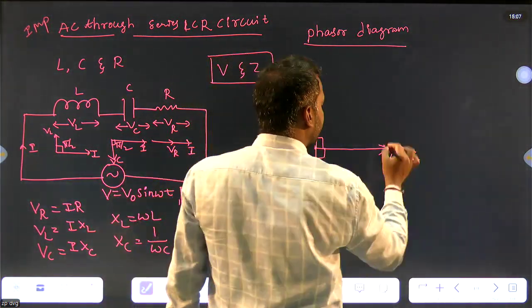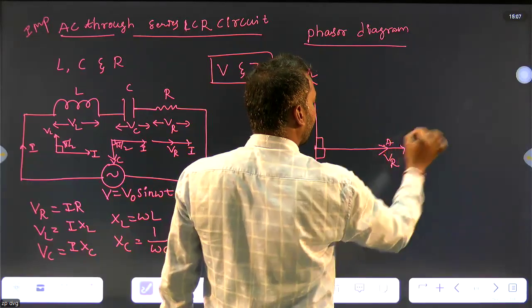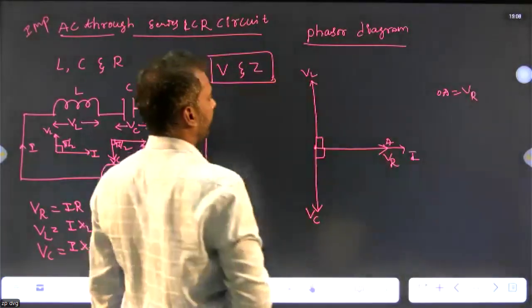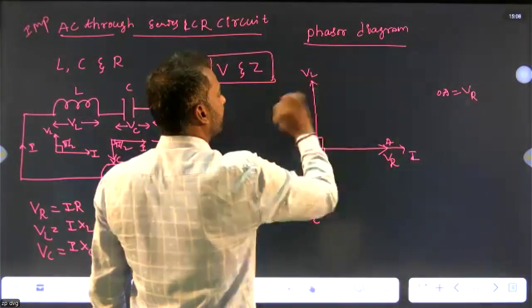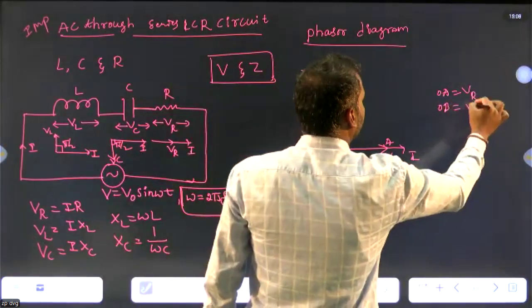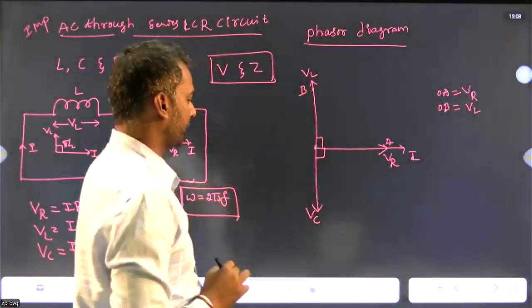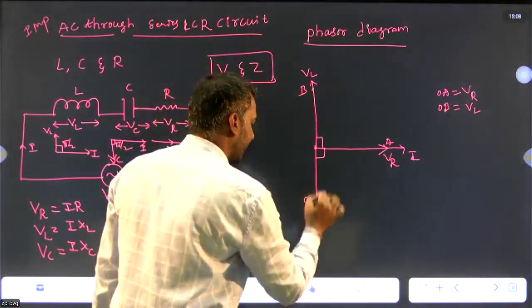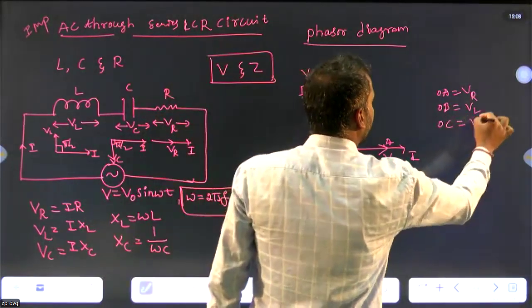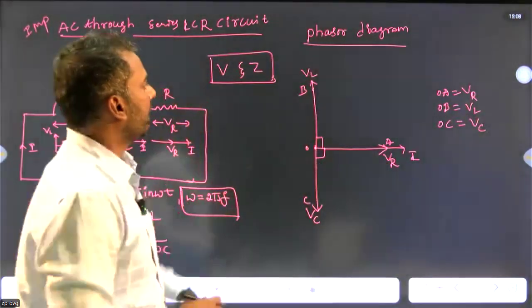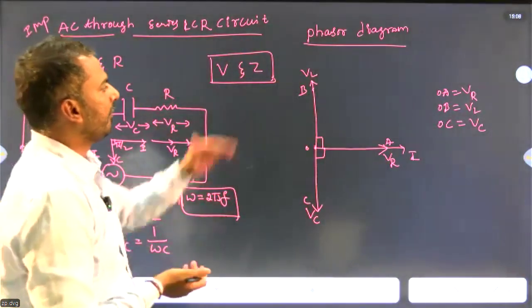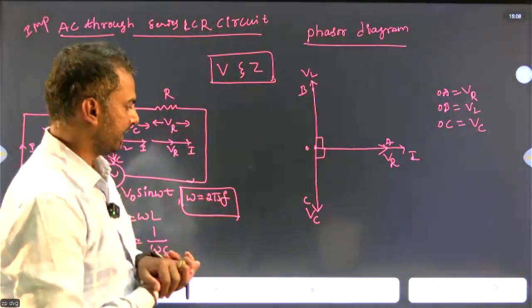VR is represented by OA. OA is equal to VR. VL is represented by OB. OB is equal to VL. And VC is represented by OC. OC is equal to VC. Here, VL and VC are opposite in phase. VL is positive, VC is negative.